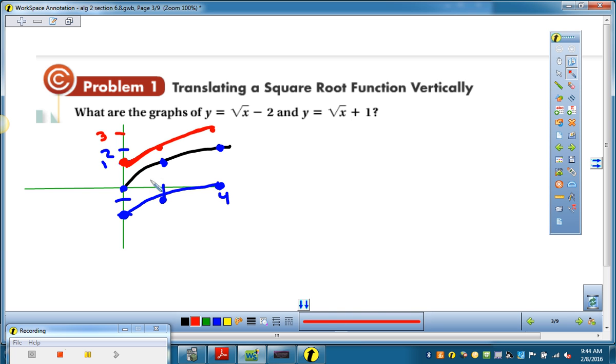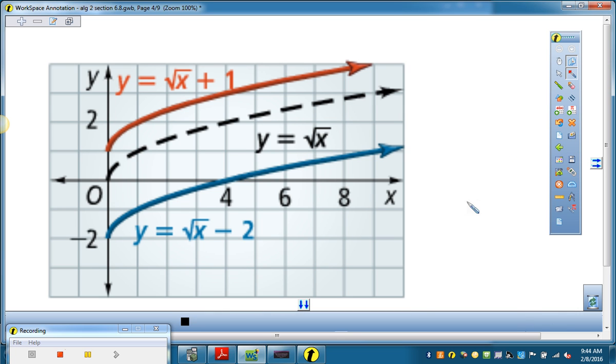And remember, you're moving the original parent function. In this case, the parent is y equals the square root of x. That's the one we're shifting. Okay? Questions here? All right, it should be mainly a review. So here's the example of what we did on the graph paper. We took this one and shifted it down 2, and we took the original and shifted it up 1.